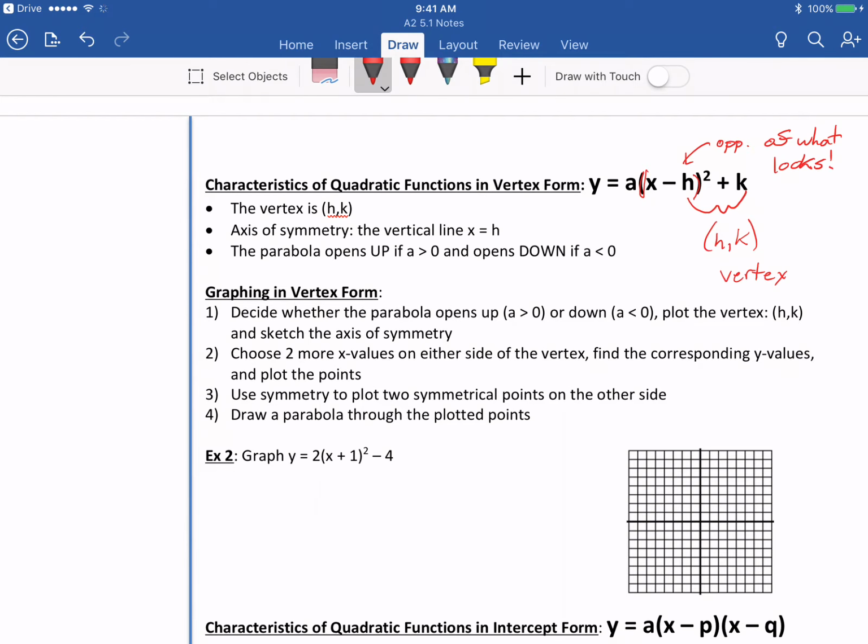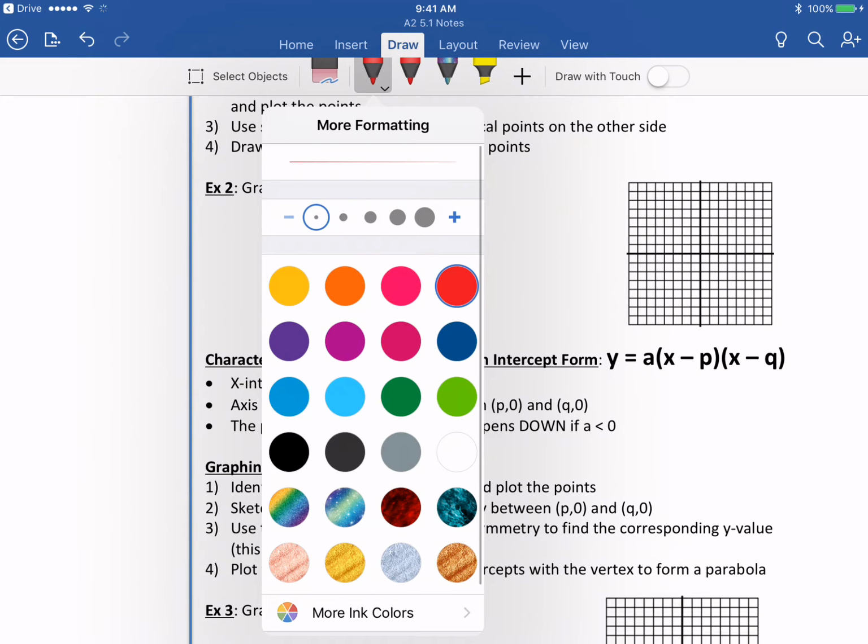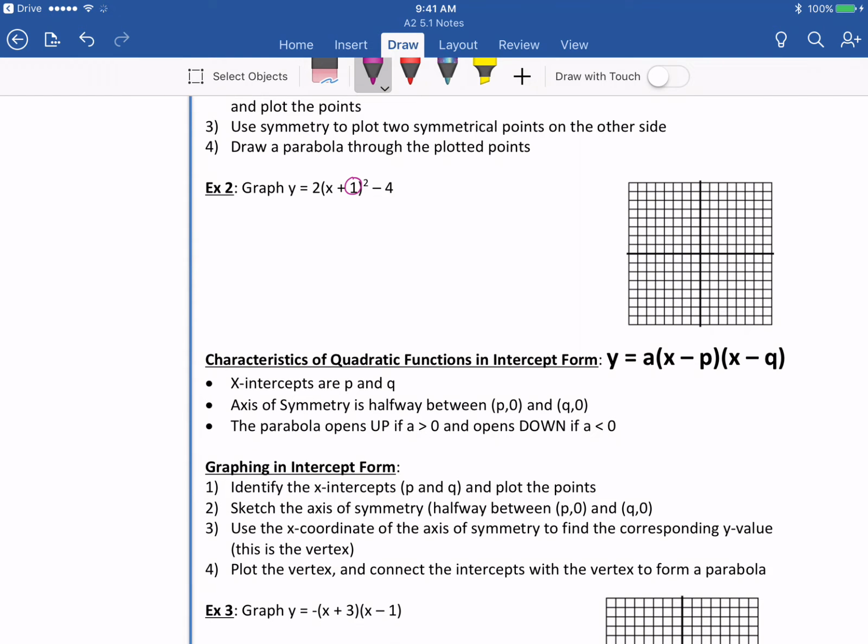So now my vertex kind of already shoots out for this one, and then I just have to use that vertex and then find 2 points that are either to the left or the right and plug them in. So now here I look at this example what we have here. I see that my h is going to be negative 1 and my k is going to be negative 4. So I have negative 1, negative 4 is my vertex. All right, so I go over negative 1, 1, 2, 3, 4. There's my vertex. I know that my axis of symmetry is right through there. So I'm going to draw my dashed line through there. That's my axis of symmetry.